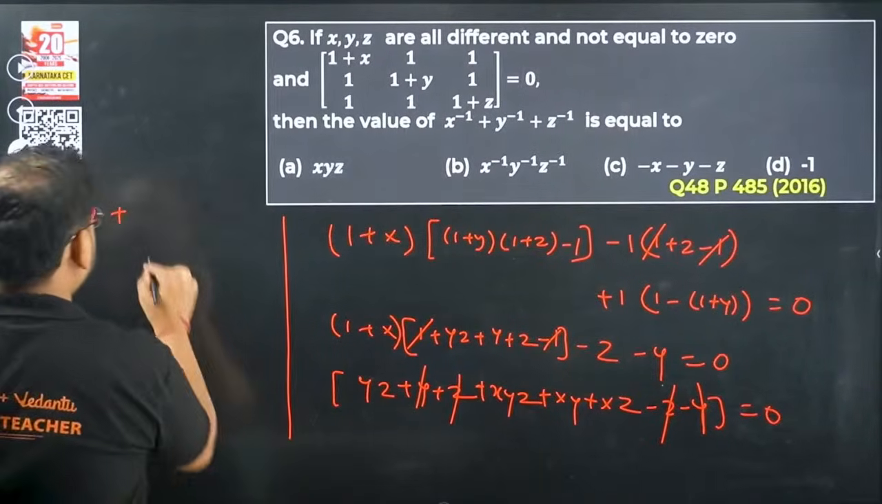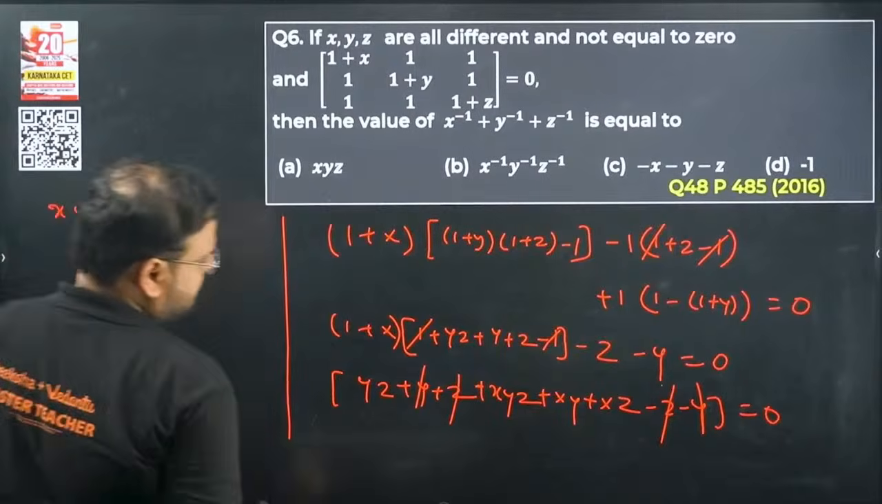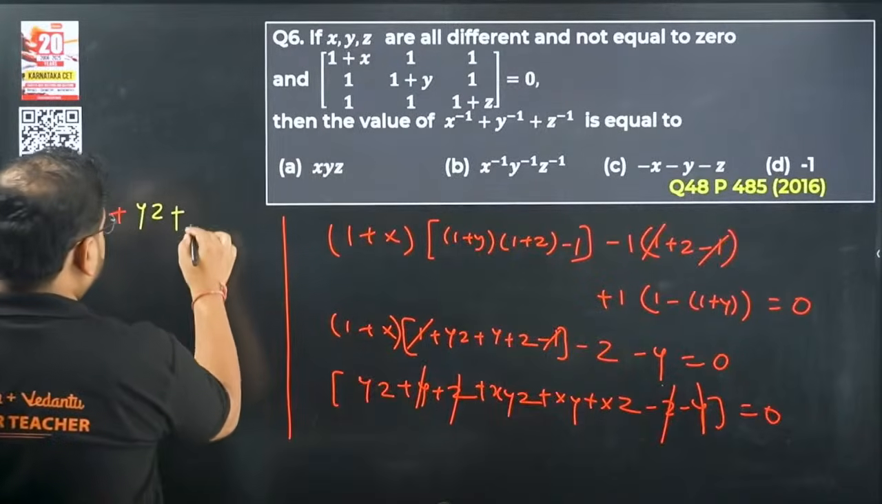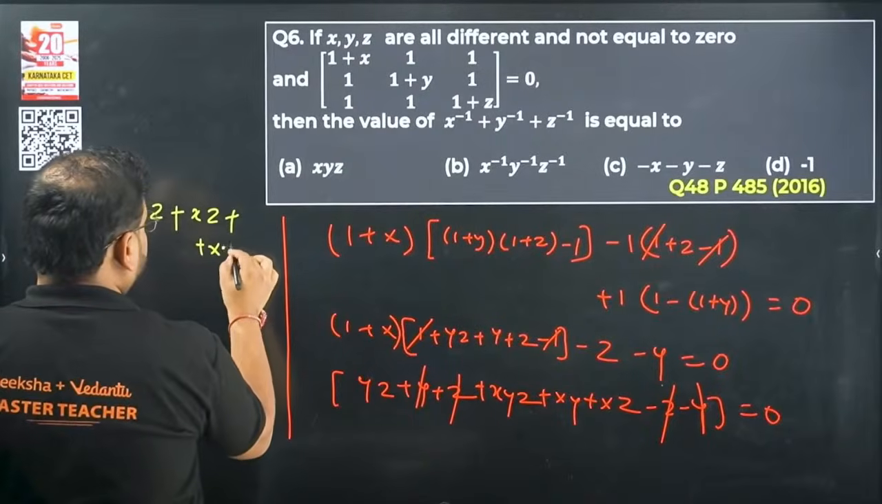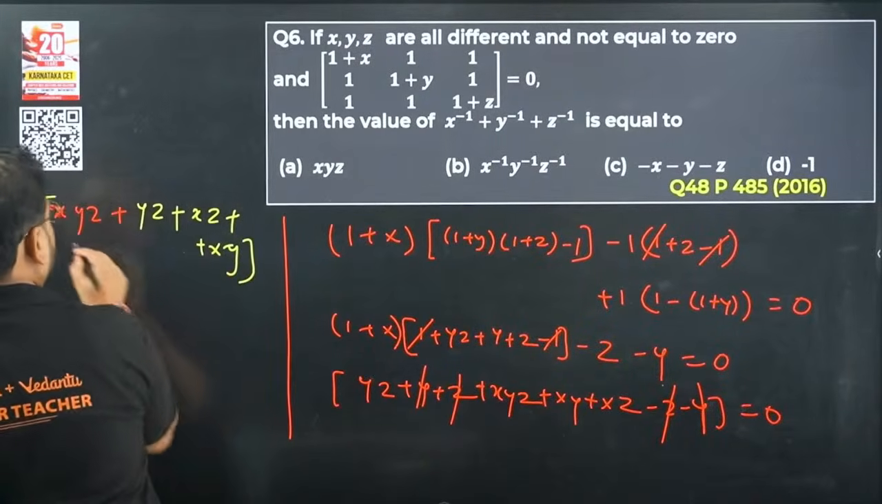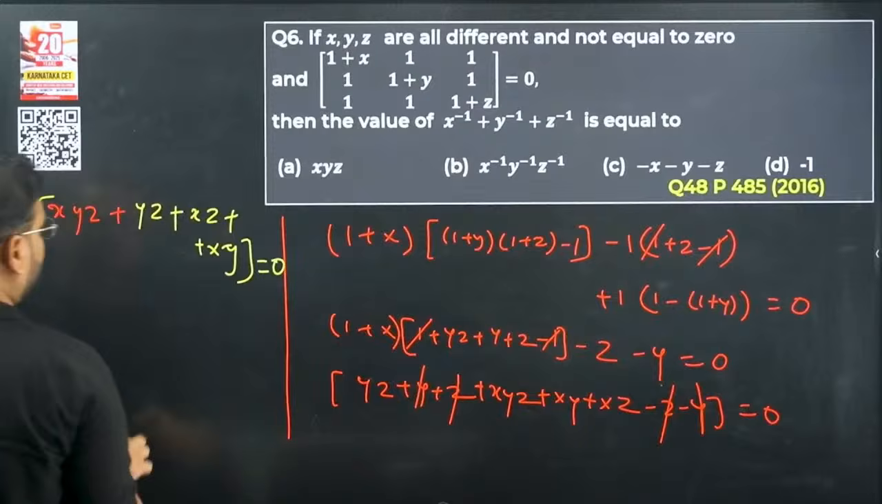So I'll write yz first. Yz plus we'll write this as xz plus last is xy. This sum is equal to what? This sum is equal to 0. Now take xyz common.